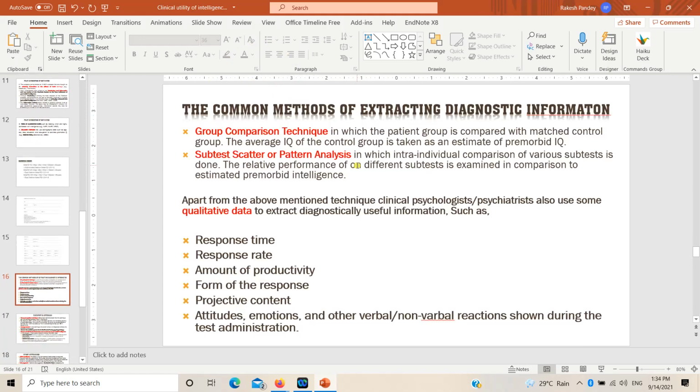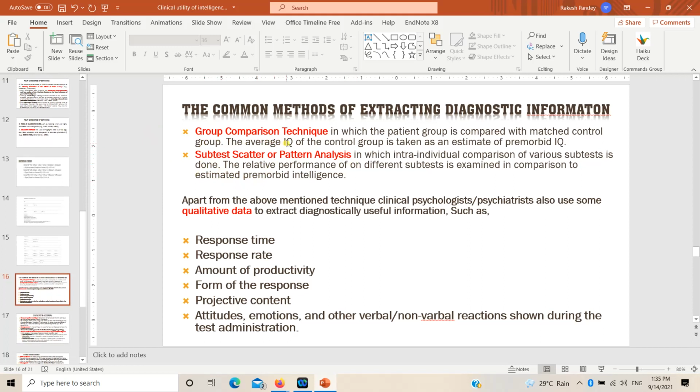Now, as I mentioned in the beginning of the class, I have covered two topics: differentiating between intellectual deficiency and deficit, and the methods of estimating premorbid IQ. Now I am entering into the realm of scatter analysis and how we can extract diagnostically useful, clinically useful information to make a diagnosis. So the techniques that I will discuss are in two categories: first, the group comparison technique.